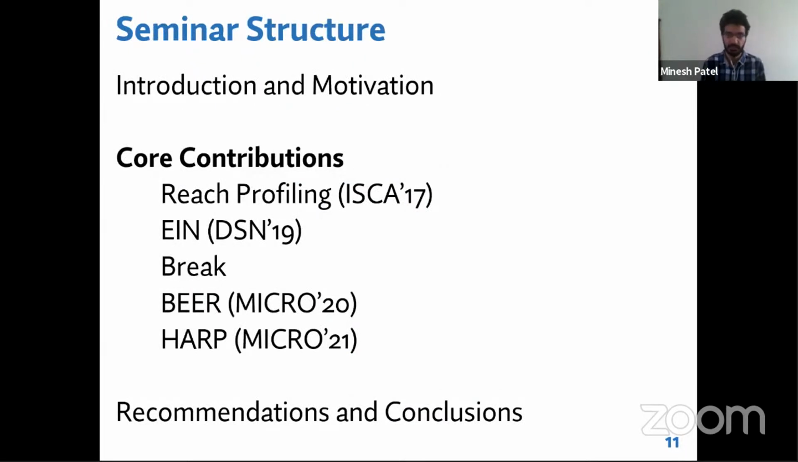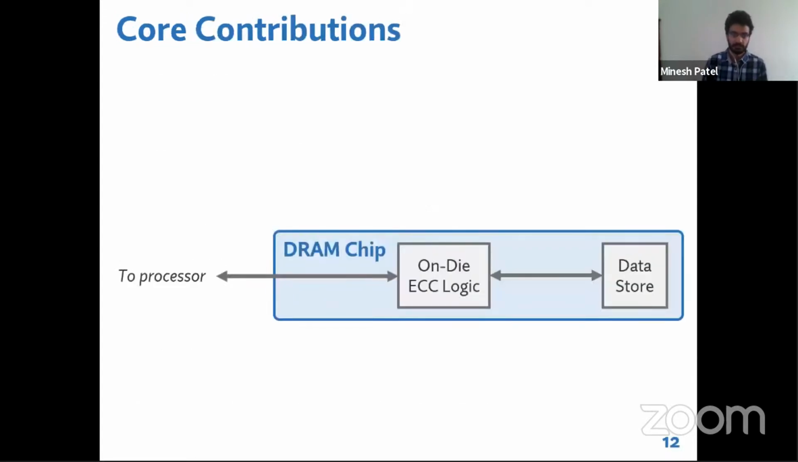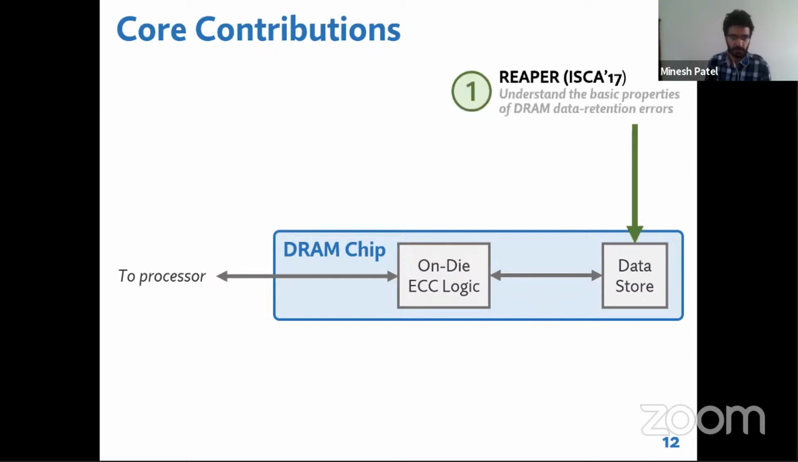Okay, so that concludes the introduction and motivation, and now I will move on to discuss our core contributions. Here, I've put these core contributions together in the context of the parts of the system they address. This simple diagram illustrates a DRAM chip that uses on-die ECC. Our first core contribution, Reaper, focuses on the rightmost side of this figure, within the data store itself. This work seeks to understand the basic DRAM error characteristics themselves.